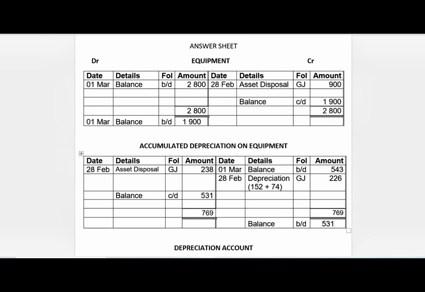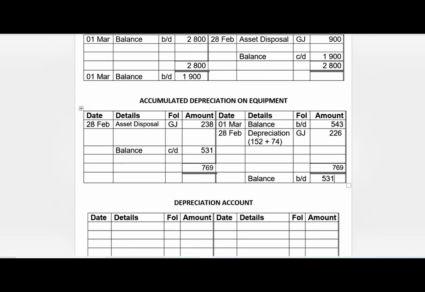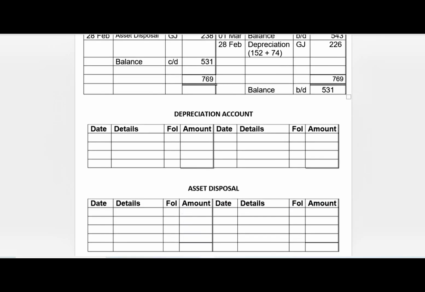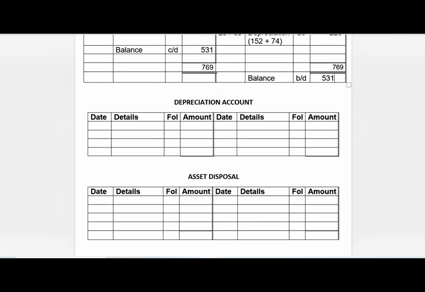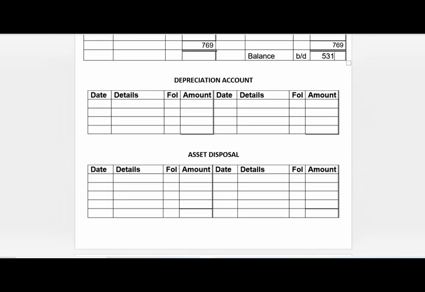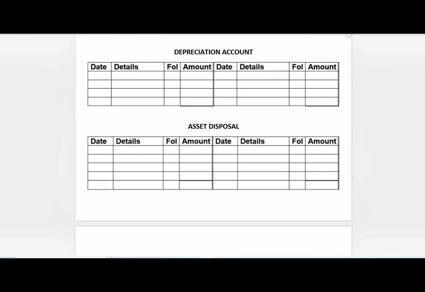Then we are done with the accumulated depreciation account. This is our accumulated depreciation account. I hope you saw how we got this one, and I hope you saw how we got this. This is the depreciation. So I hope you guys will understand this better. And then we are done with the accumulated depreciation account. We need to go and prepare the depreciation account. Remember, we have properly balanced the accumulated depreciation account, right? So let's go to the next account, which is the depreciation account.